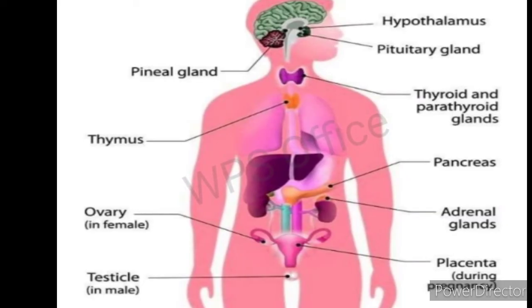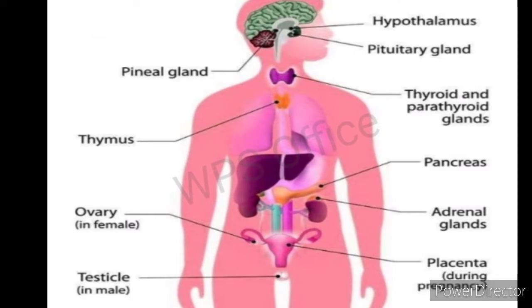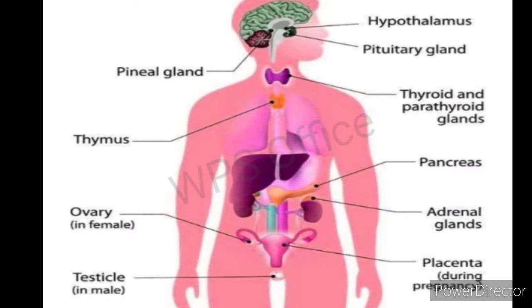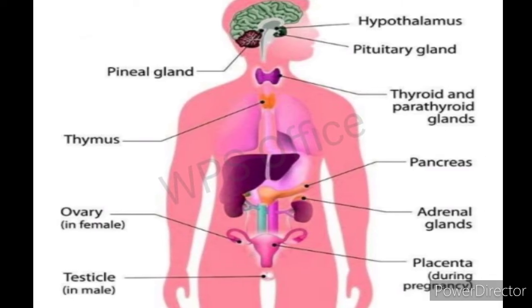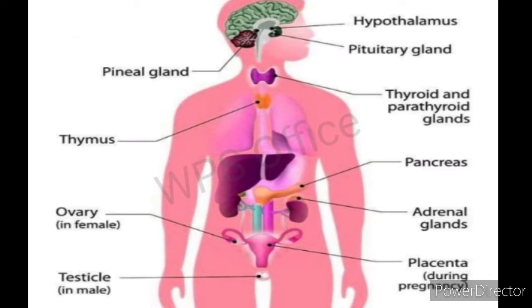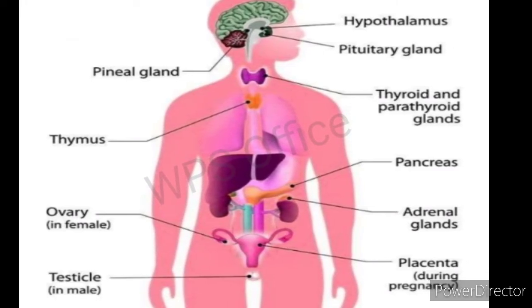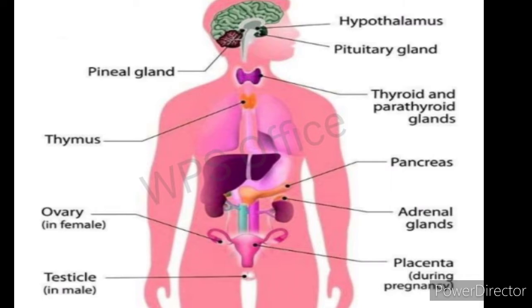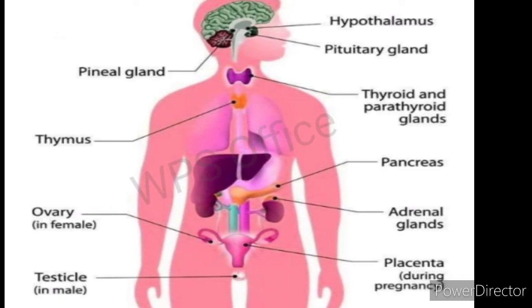So the main parts of our body that produce the hormones are the hypothalamus, pituitary gland, thyroid and parathyroid glands, pancreas, adrenal glands, then placenta during pregnancy, pineal gland, thymus, ovary, testicle. So these are some of the parts of the body that produce the hormones.